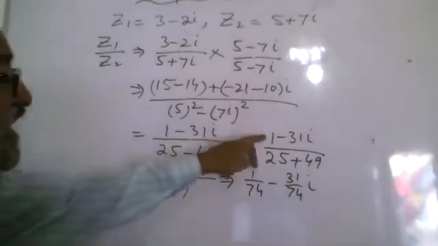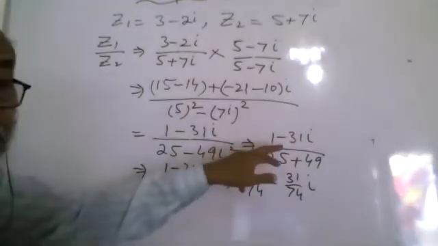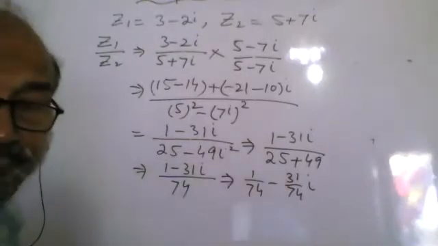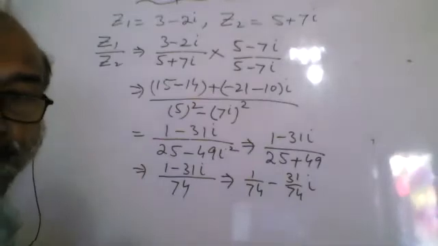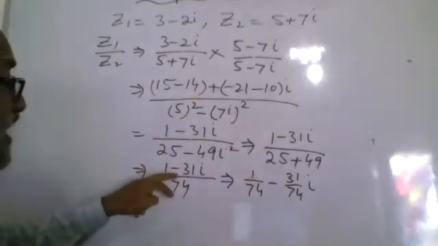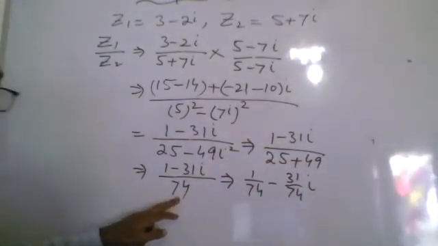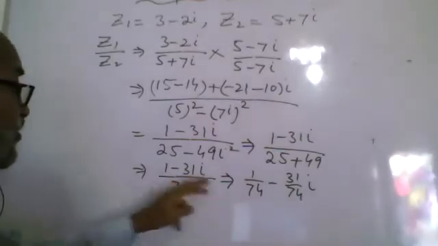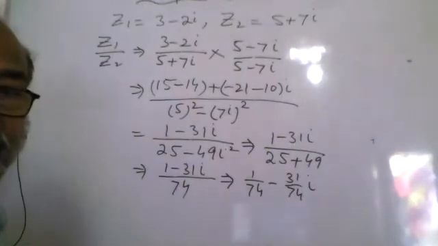Remember, 1 cannot be subtracted from 31 iota because this is not 31. This is 31 iota. Remember it. So 1 minus 31 iota upon 25 plus 49 will be 74. So it will become 1 upon 74 minus 31 upon 74 iota. This is the final answer.